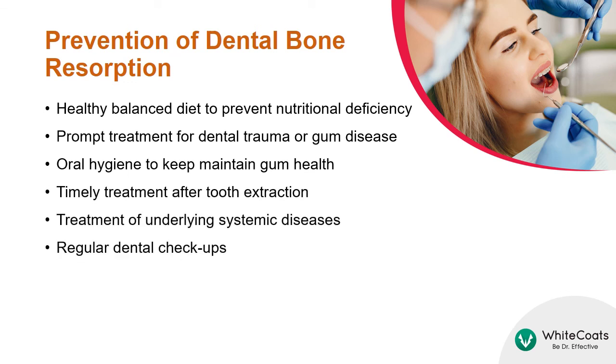To prevent resorption of dental bone, one should follow a healthy balanced diet to prevent nutritional deficiency. Prompt treatment should be sought for dental trauma or gum disease. Practicing oral hygiene goes a long way in maintaining gum health and preventing bone loss. Timely and appropriate treatment should be planned after tooth extraction to prevent resorption. Any systemic disease that could affect bone remodeling should be treated.